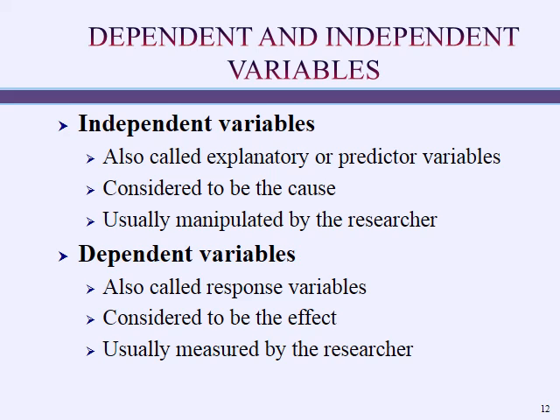Dependent variables, we also call them response variables because you're expecting a response. So the independent variable would be the blood pressure drug. The dependent variable would actually be blood pressure. What you're measuring is the outcome. This is usually measured by the researcher. In non-experimental methods, both of them are measured by the researcher, but this is really in the context of experimental methods.